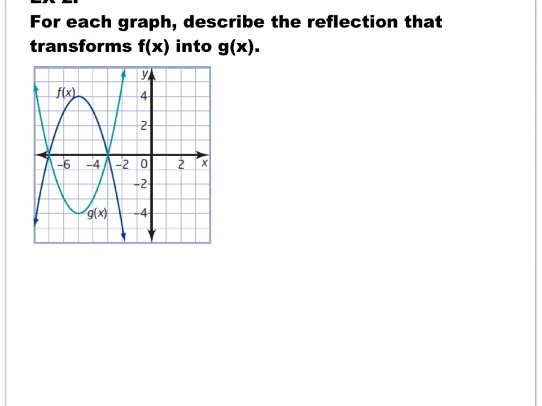In this example, we have been given two graphs and we have to describe the reflection that transforms f of x into g of x. First, f of x is this one and g of x is this one. We can easily see that g of x is a reflection of f of x on the x-axis.